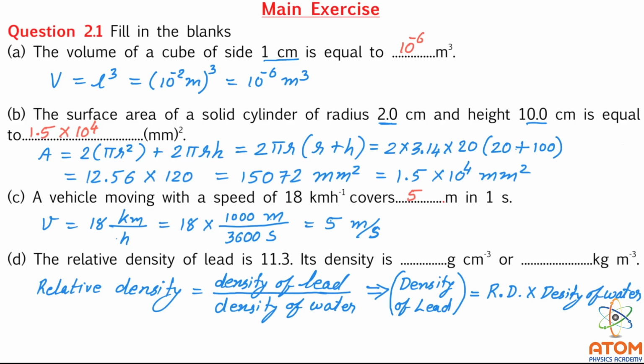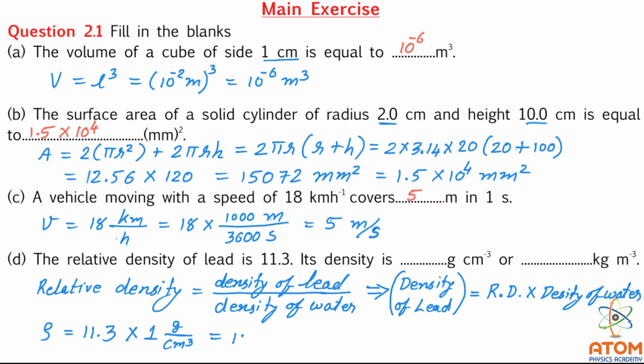So now we can put the values. Density of lead, let me denote it by rho, is relative density, that is 11.3, which you can see is already given, multiplied by density of water. Now the density of water is 1 gram per centimeter cube. So I will put here 1 gram per centimeter cube. This is in CGS unit.